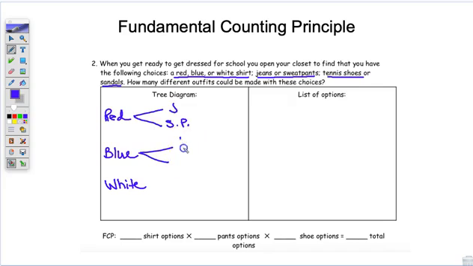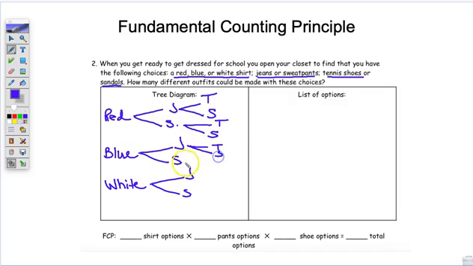So I'm going to go ahead and use J, and I think I'll just use S for sweatpants to make it a little bit easier. And white t-shirt, jeans, or sweatpants. I also have an option of shoes. I can choose to wear tennis shoes, T, or S for sandals. So each one of these branches then would have 2 more for tennis shoes and sandals.